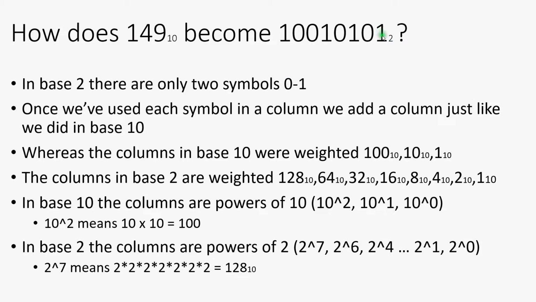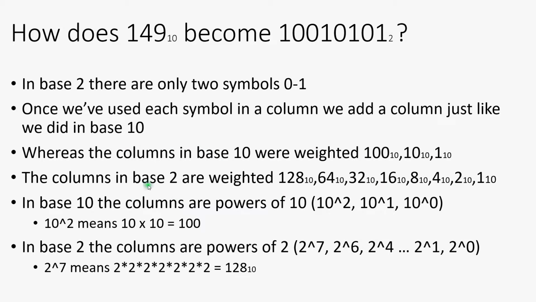We start with the column with the weight of 1. We then multiply that by 2 to get the weight of this column, which is 2. We multiply that column's weight by 2 to get the weight of this column, which is 4. 4 times 2 is 8. Times 2 is 16. 32, 64, and 128. So the same rules that tell us the column weight here tell us the column weight here. In binary, we're simply multiplying by 2, whereas in decimal, we're multiplying by 10.